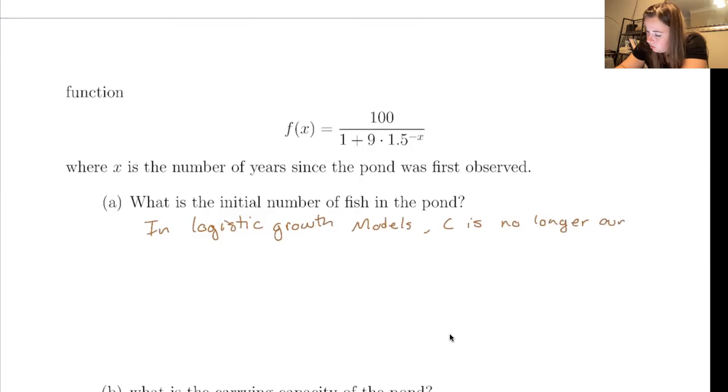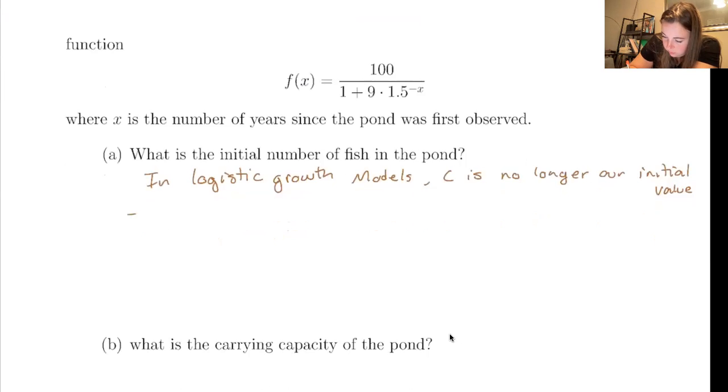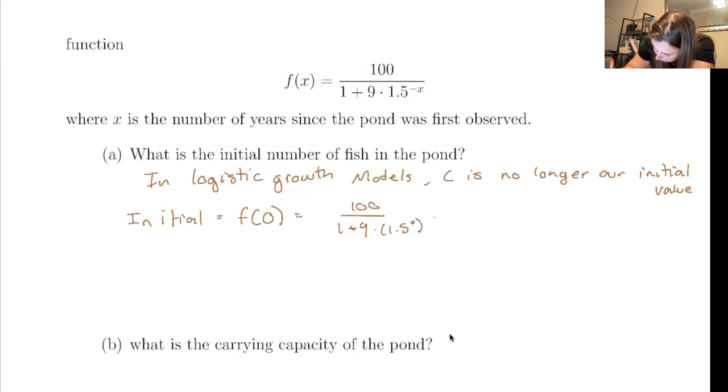So in our logistic growth model, C is no longer our initial value. Our initial value is going to be whenever x equals 0. So at 0, which is going to be 100 over 1 plus 9 times 1.5 to the 0. Anything raised to the 0 power is just 1. So this is going to be 100 divided by 10, which we know is 10. So what's the initial number of fish? We would say 10 fish.